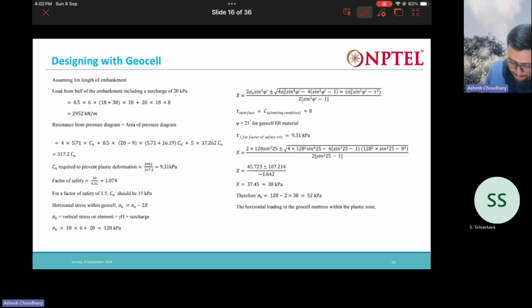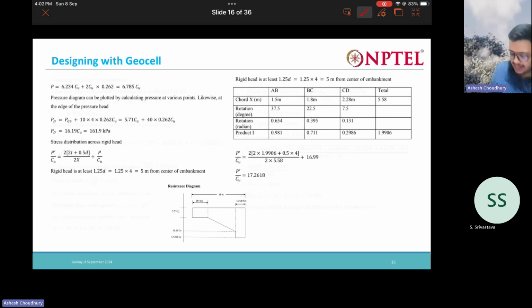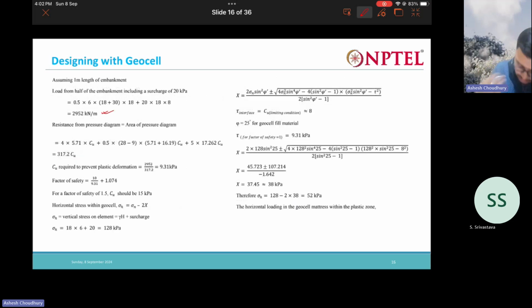Now, assuming 1 meter length of the embankment in the out of plane direction, since it is a plane strain problem, we consider 1 meter length. The load from half of the embankment, because we are considering symmetry, is calculated by multiplying the unit weight and so on. Now the resistance from the pressure diagram is nothing but the area of this pressure diagram, which is the resistance of the soil with the geocell. So we calculated this and this.